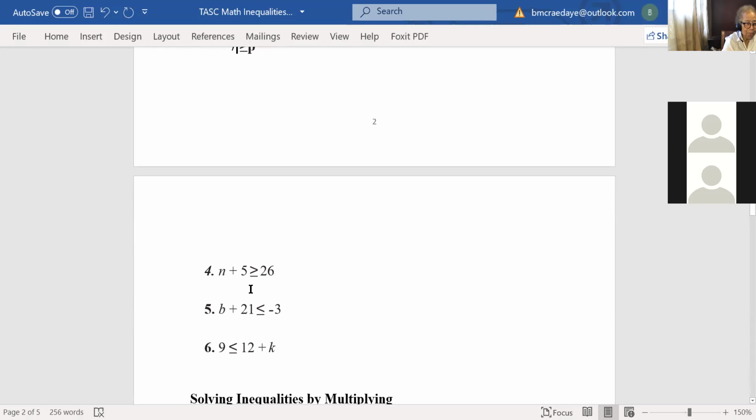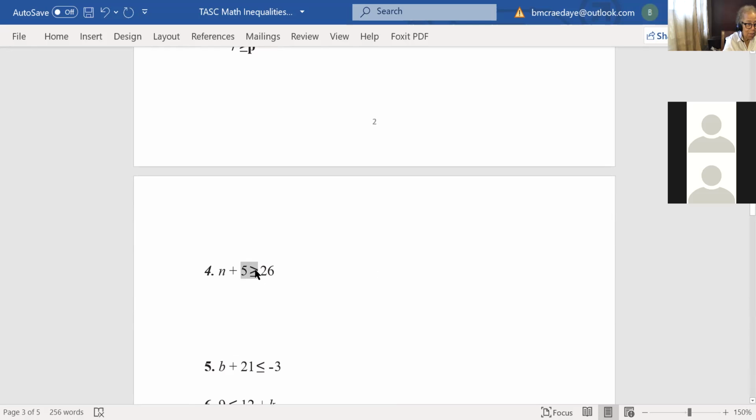Do number 4. Tell me what n is equal to. I'll put the inequality here, greater than or equal. We're going to leave the inequality. Let me just copy that. Now I'll put n. N is greater than or equal to what? That's an add. That means you're going to do a subtraction to both sides. So what goes on the right side?